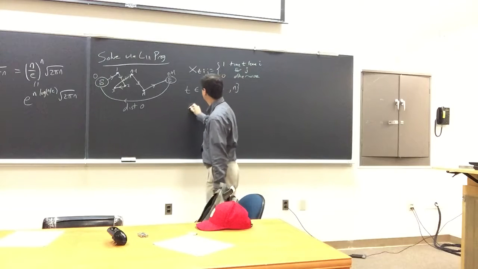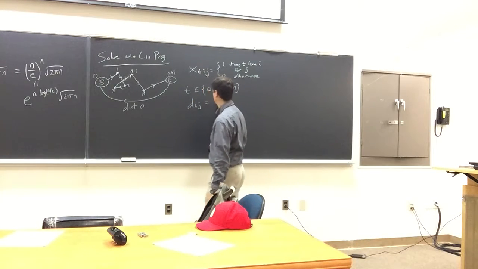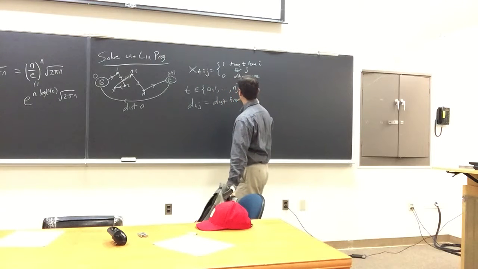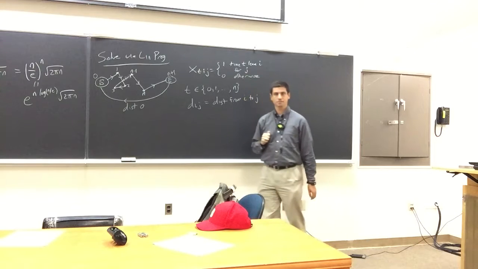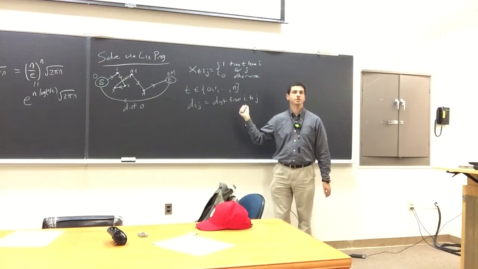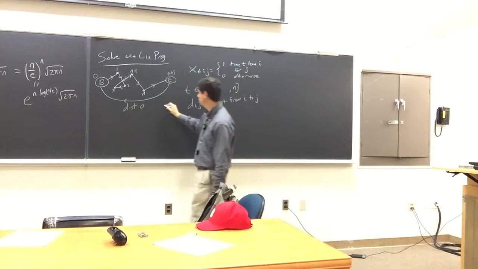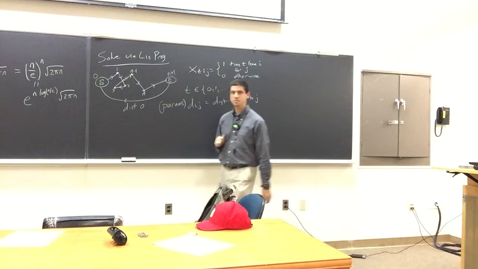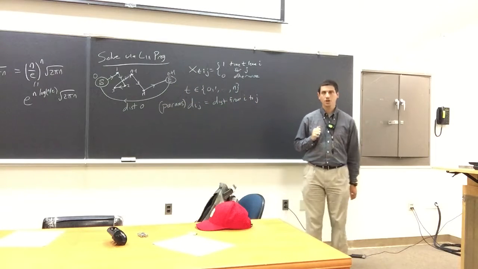So d_ij is a parameter. It's going to be the distance from i to j. So these are parameters. These are not constraints. But we will use them to build our constraints.